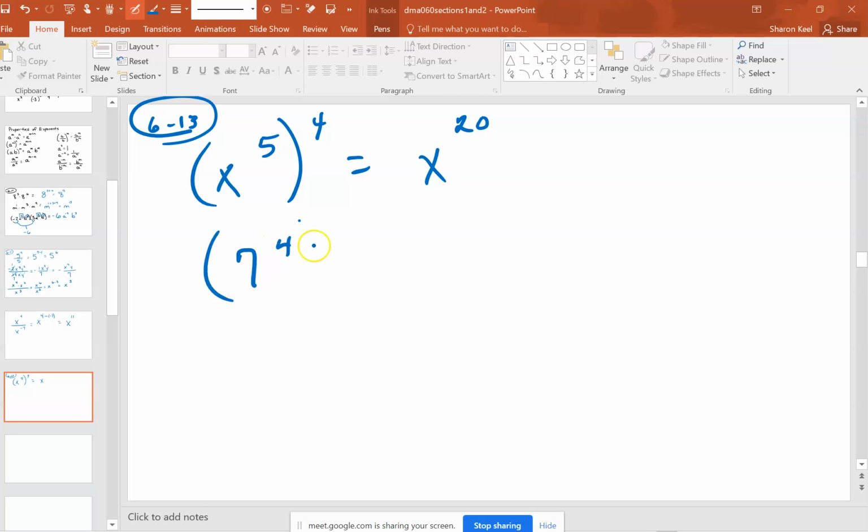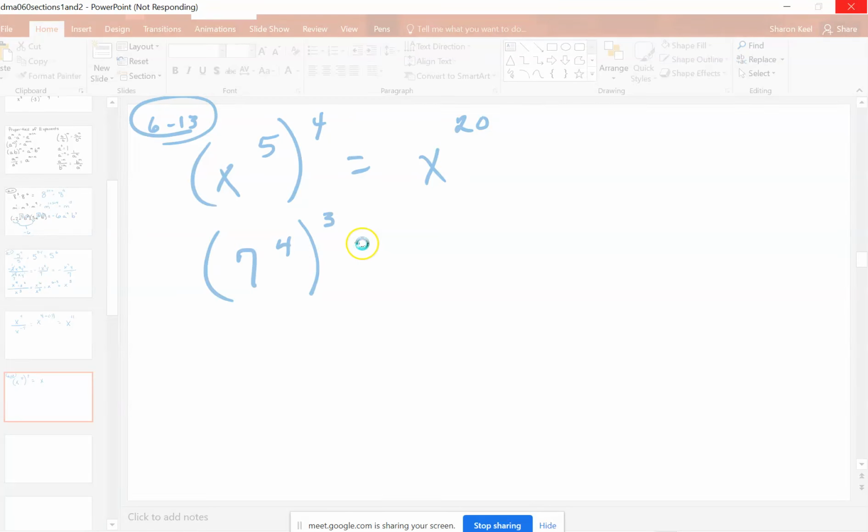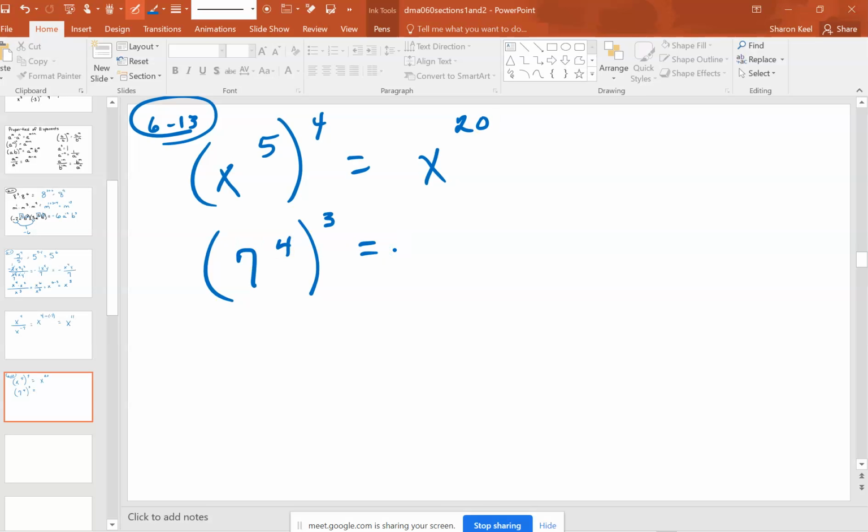7 to the 4th cubed. So what we're looking for here is not going to be 7 to the 4th power and then raise it to the 3rd. We're just looking at multiplying the exponent. So what is 4 times 3? 12. Later on, we'll simplify and get a number for that. But for right now, we're just doing a practice of manipulating the exponents.